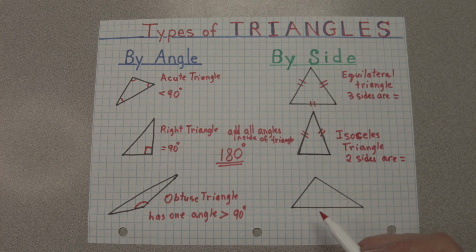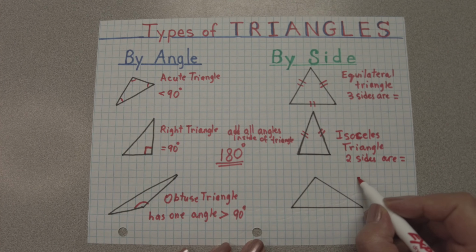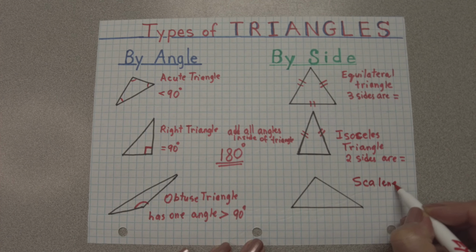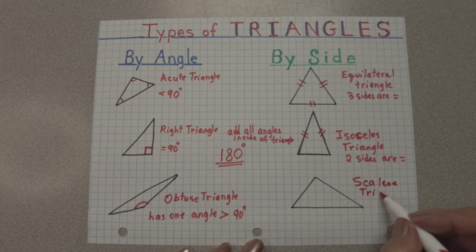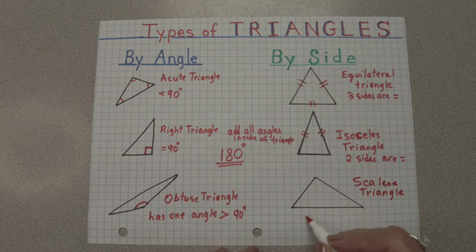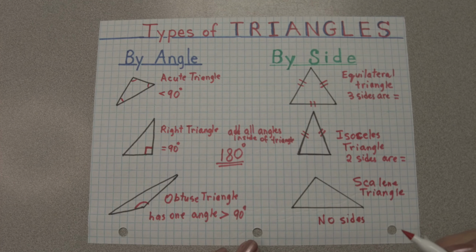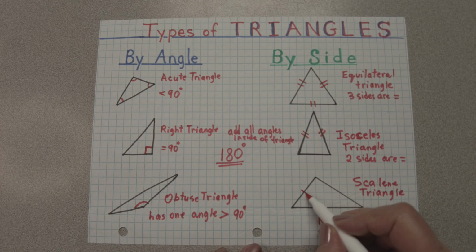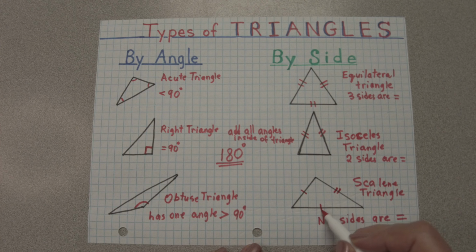And the third one, we call it a scalene triangle. In this case, no sides are equal. Okay, zero sides are equal. This is different, this is different, and this is different.